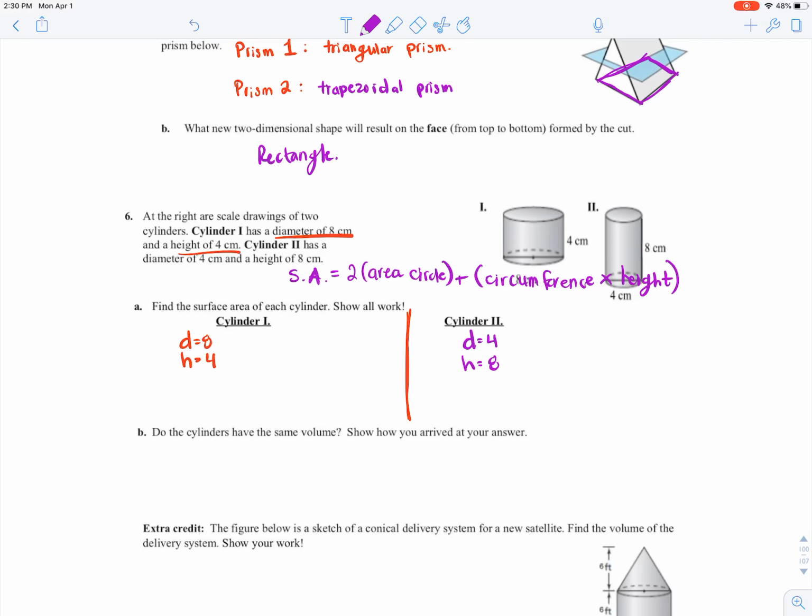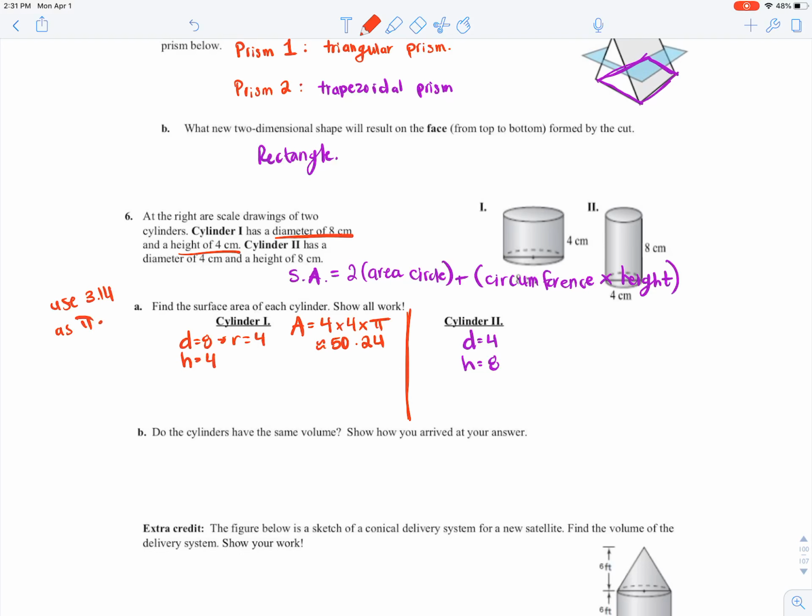So let's go ahead and take a look at what that looks like. If my diameter is 8, my radius is 4, and that's what I need to find the area of the circle. For this, I'm going to use 3.14 as pi. The formula for the area of a circle is radius times itself, and then times pi. So 4 times 4 is 16. 16 times 3.14 is approximately 50.24. Okay, so now I have that.